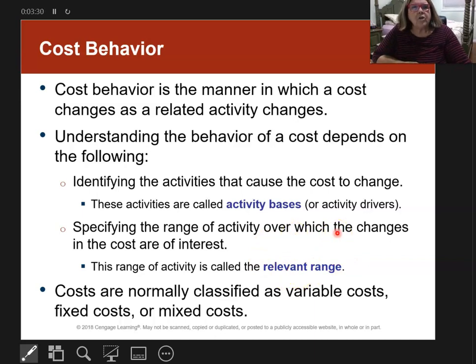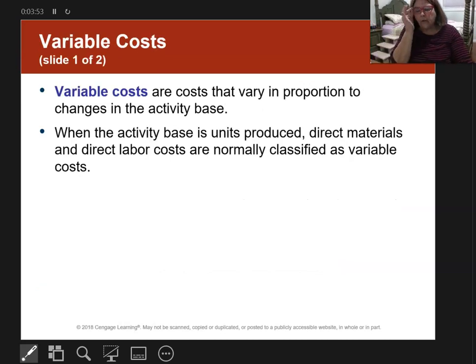But all costs are broken down into three components: variable cost, fixed cost, or mixed cost. And we use acronyms a lot in this class. So VC is variable cost, FC is fixed cost, and then mixed cost. So let's look at these three types of cost, and let's take a look at how they affect our CVP analysis. First one we're going to look at is variable cost.